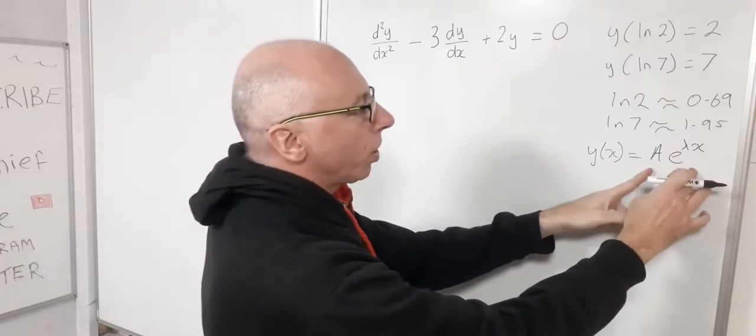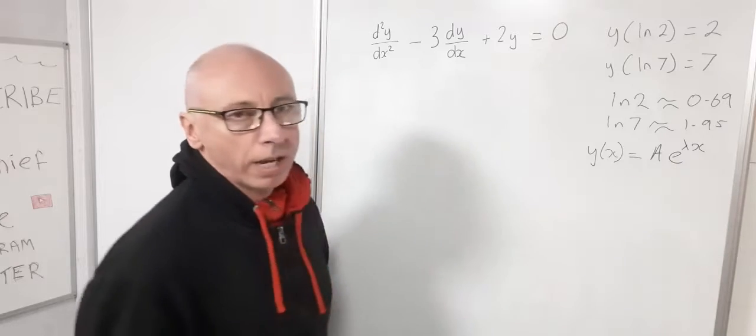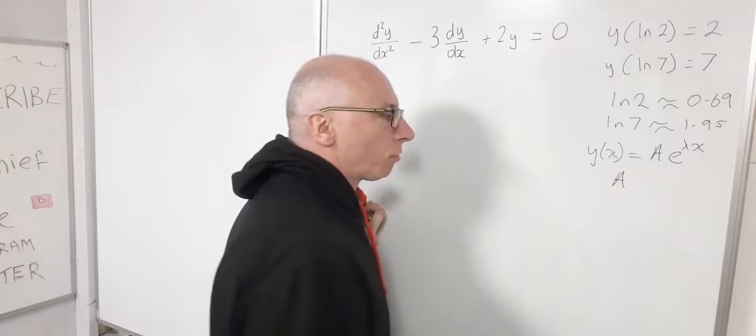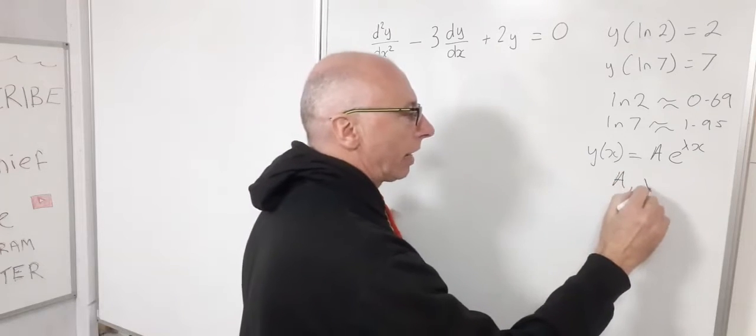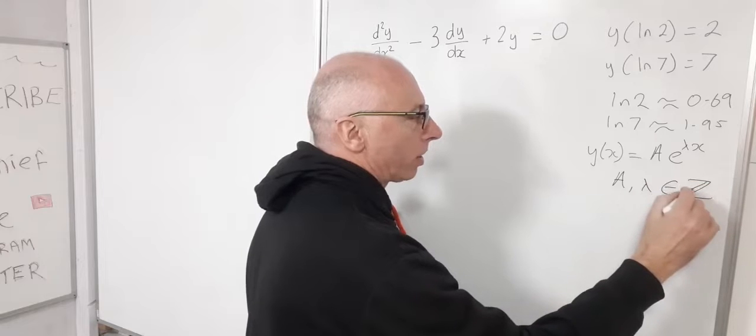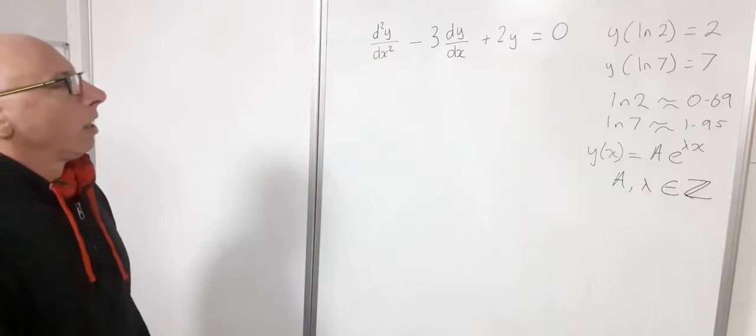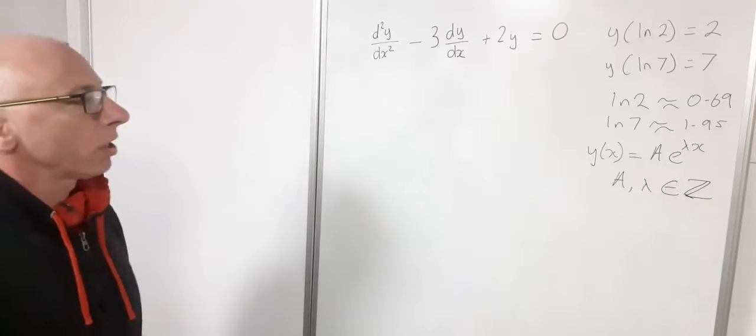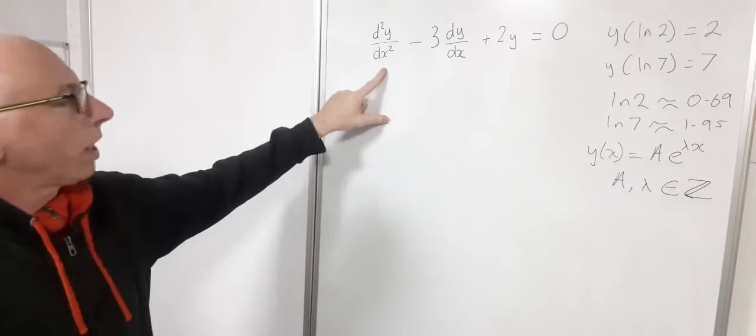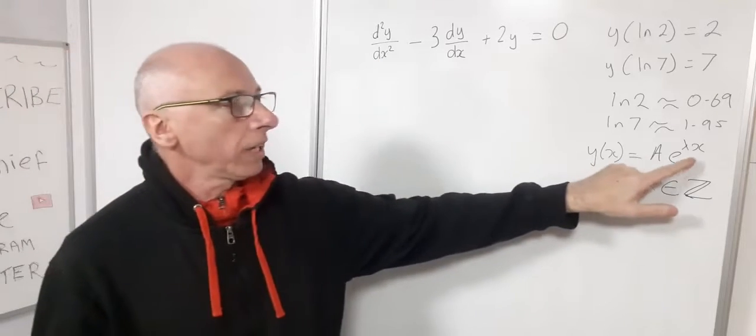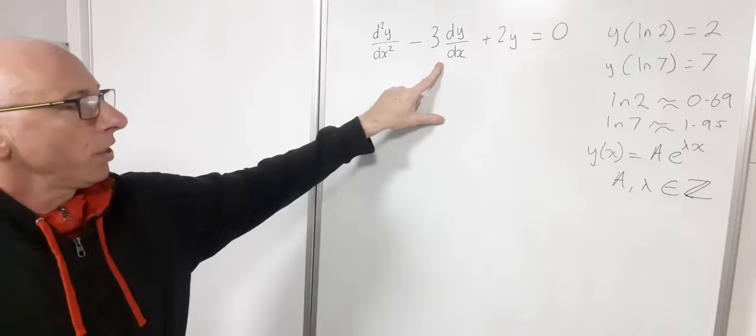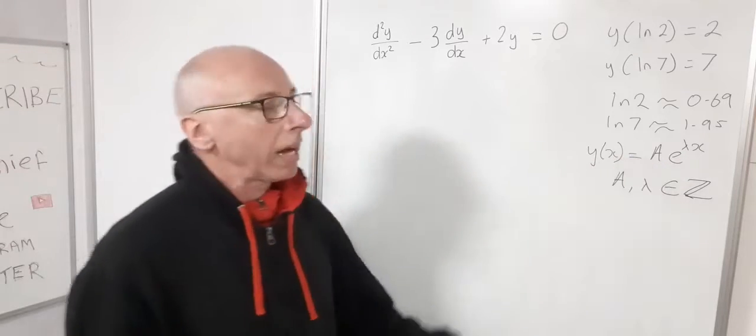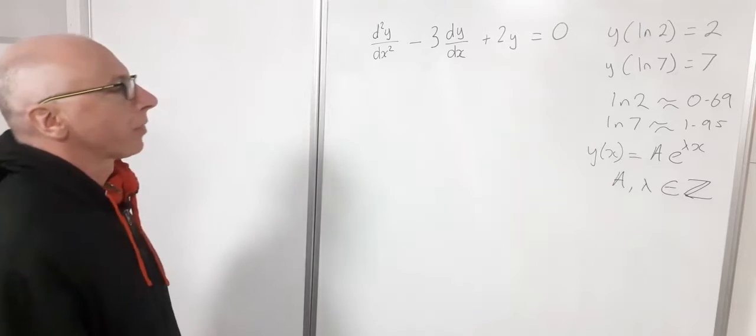And there may be more than one term, so it could be a plus b e to the lambda 2 x as well. So we're going to have to look into that. We're going to have to make our rules here where a and our lambda are integers. Okay. So, as we know, our solution is going to be in this kind of format. Why don't we find our second derivative of e to the lambda x and our first derivative of e to the lambda x, and then maybe we can work out some constants from that using our boundary conditions.